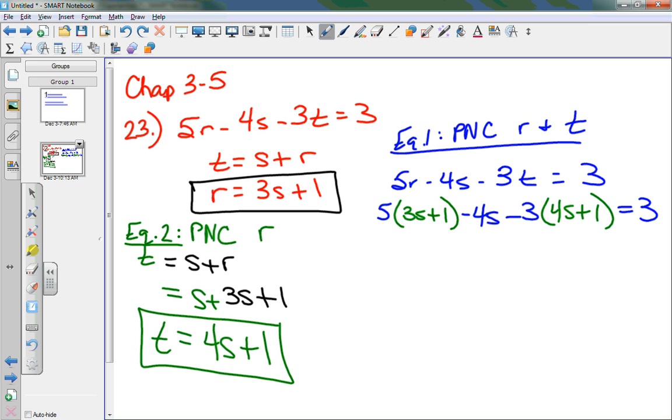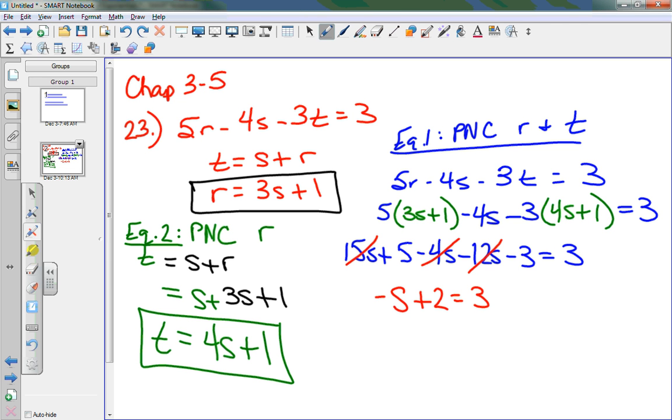Distribute and solve. Because I have all s's here, I'm going to have 15s plus 5 minus 4s minus 12s minus 3 is equal to 3. Now what? Combine like terms. What's 15s minus 4s? And what's 11s minus 12s? Negative 1s. What's 5 minus 3? 2.